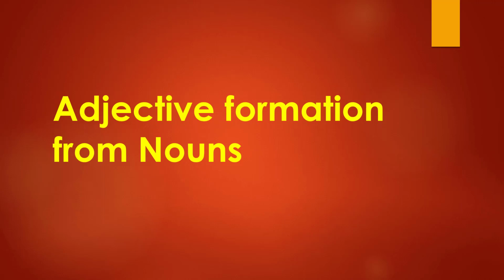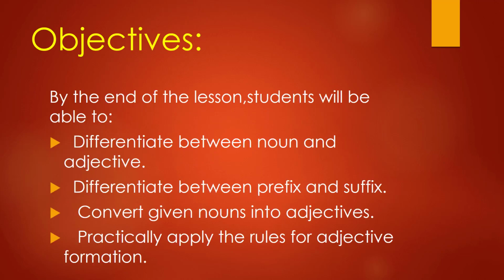In this lesson, we would learn how to make adjectives from nouns. Let's discuss the objectives of this lesson first. By the end of the lesson, students will be able to differentiate between noun and adjective. Secondly, they will be able to differentiate prefix and suffix. Thirdly, convert given nouns into adjectives and practically apply the rules for adjective formation.